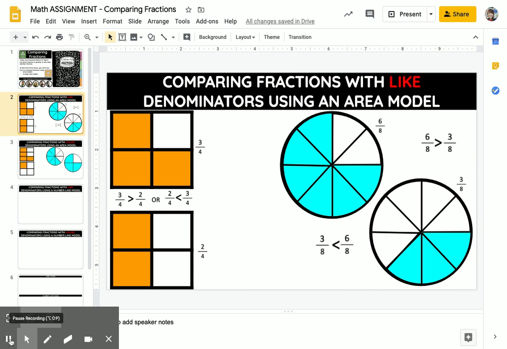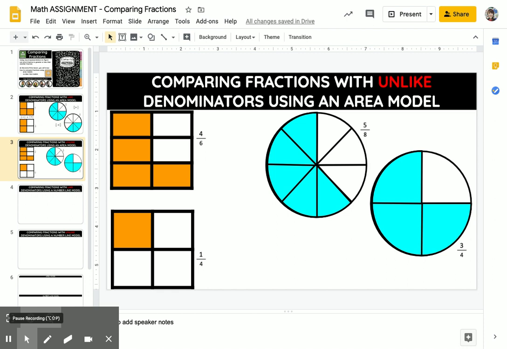As you may have noticed, when you are comparing fractions with the same denominator, the numerator will decide which fractional part is greater. In both of these cases, the denominator is the same, so the fraction with the larger numerator is the greater fraction. This is not true when we are dealing with fractions with unlike denominators, so keep in mind that this rule only applies when comparing fractions with like denominators.